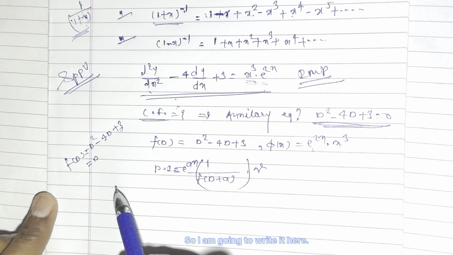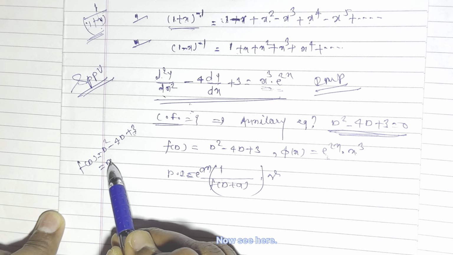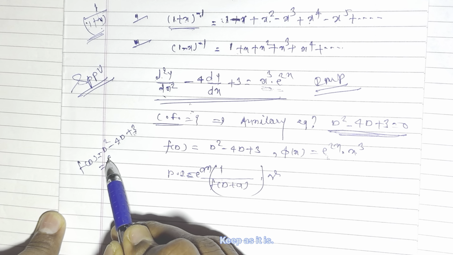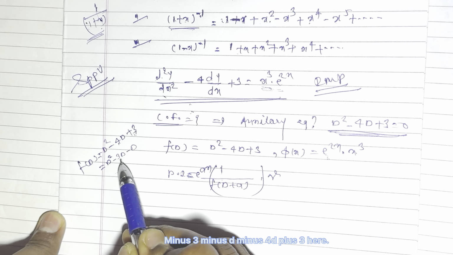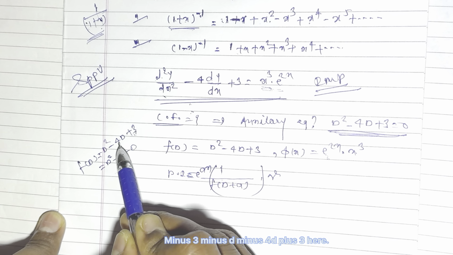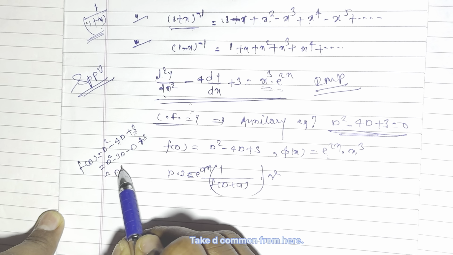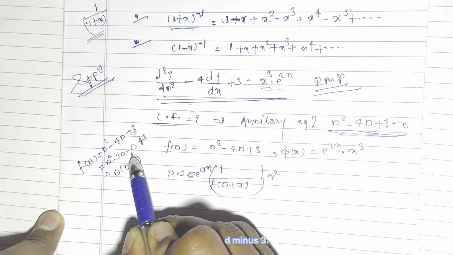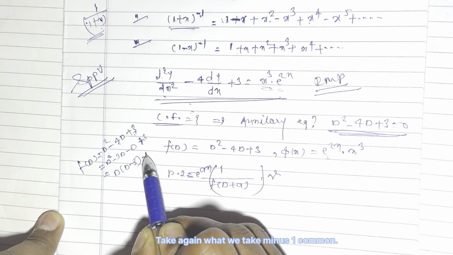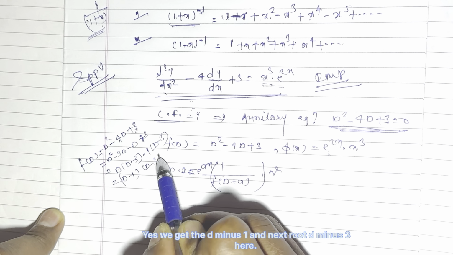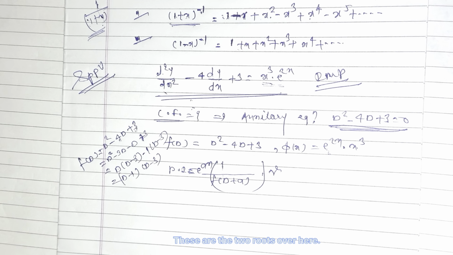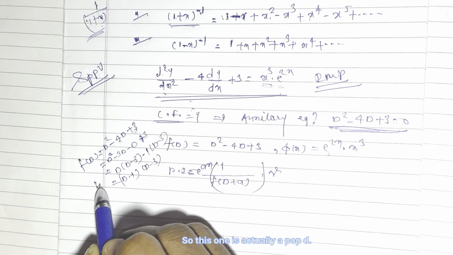So how am I going to write it here? D square keep as it is, minus 4D can be written as minus 3D minus D, plus 3. So this is the expansion for our term. Take D common from here, D minus 3, and take minus 1 common, D minus 3. Yes, we get D minus 1 and the next root D minus 3. These are the two roots over here. So this is actually f of D.